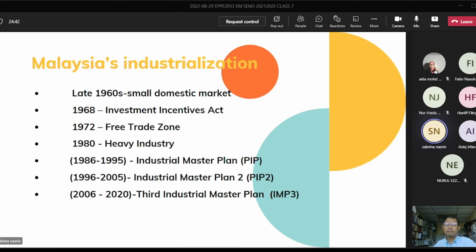Malaysian industrialization. The first one is late 1950s, which is a small domestic market. In 1968 is the Investment Incentive Act. 1972 is the free trade zone. 1980 is heavy industry. 1986 until 1995 is the Industrial Master Plan, which is IMP1. 1996 until 2005 is Industrial Master Plan 2. 2006 until 2020 is the third Industrial Master Plan, IMP3.